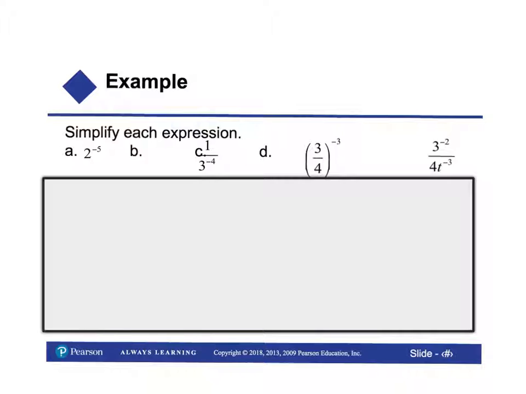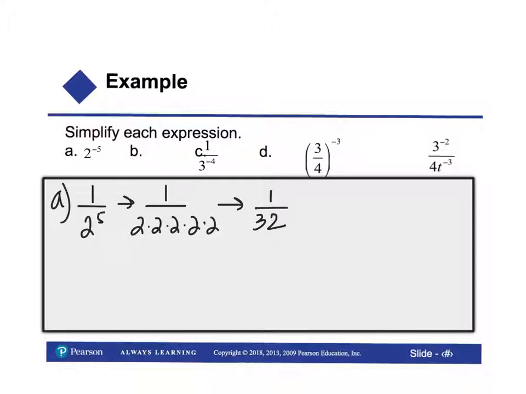All right, so let's take a look at some example problems. A is 2 to the negative 5th power. So I'm going to start by changing it to 1 over 2 to the 5th power. And then 2 to the 5th power is 2 times 2 times 2 times 2 times 2, 1, 2, 3, 4, 5. And I believe that is 1 over 32.